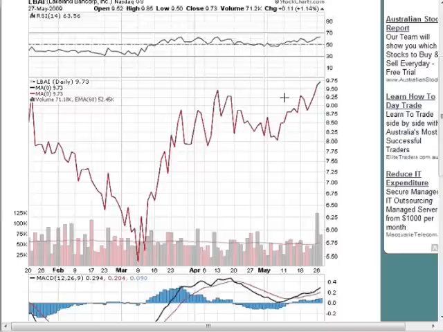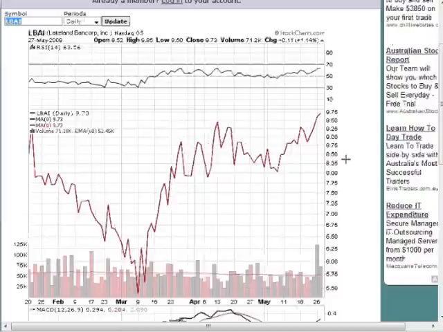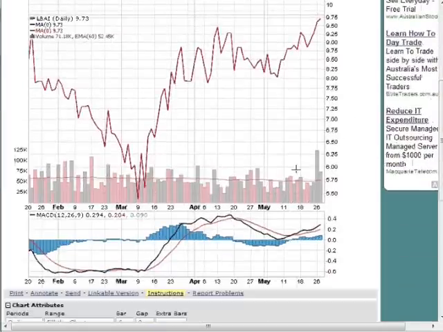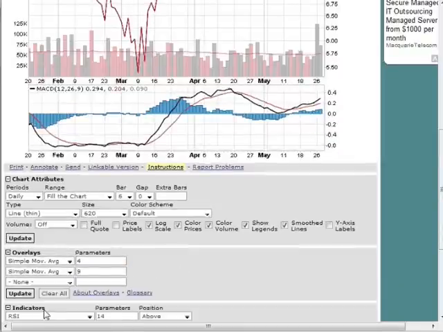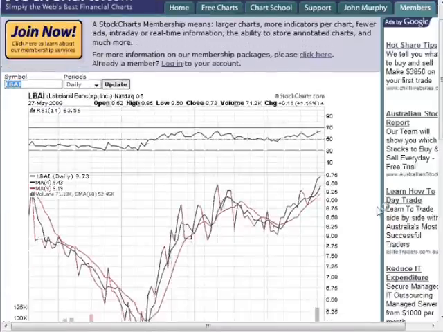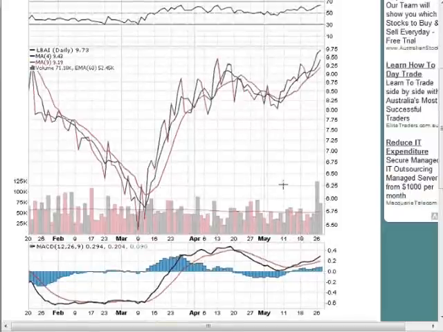Let's look at this one. I think this was a better example. This has got the symbol LBAI if you want to follow that. Let's just switch on our 4 and our 9 day moving averages. Okay, here we go. It's easy to look at the stock and say, well, if only I bought this on the 14th of March, right at the point where it crossed just there, then I could have made all that money.